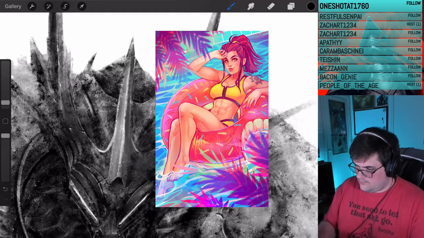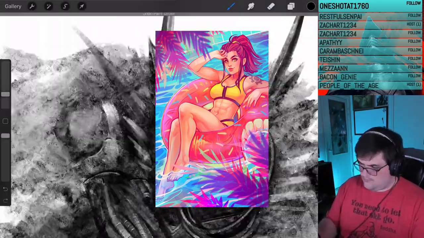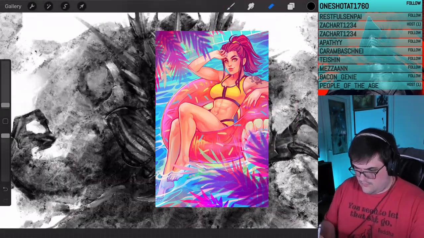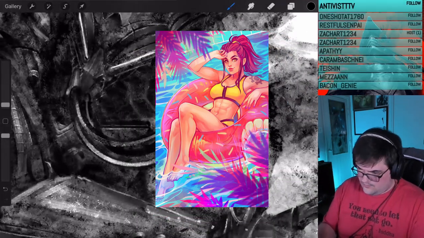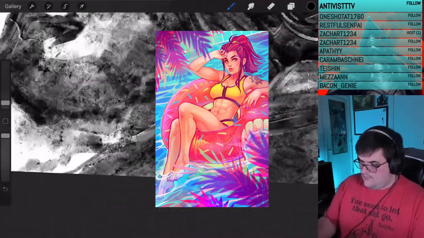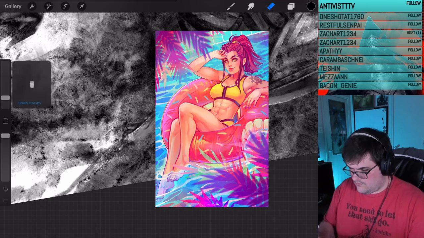Now when you look at this, you see consistency. When I say consistency, I mean all the line work looks like it fits together. And not only that, the eyes look like they fit on the face. The water looks like it was made with the same kind of coloring and techniques as the skin and the tube and all that stuff, like the donut tube. All of this fits together.